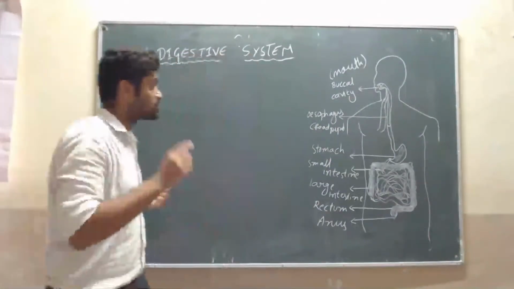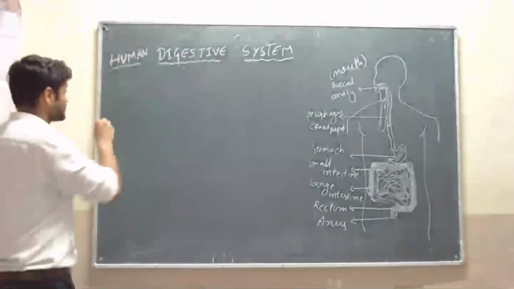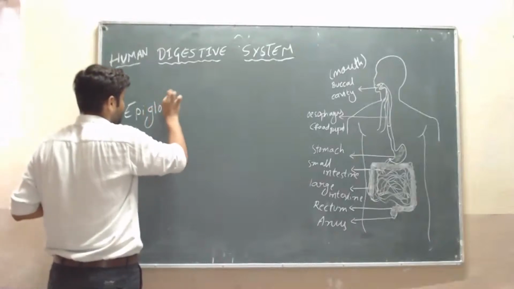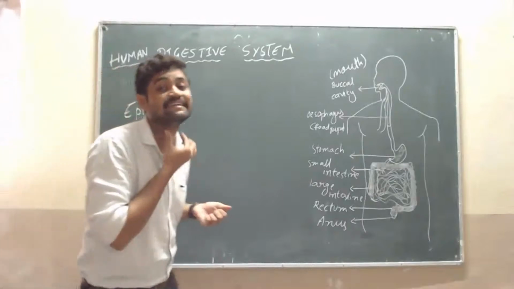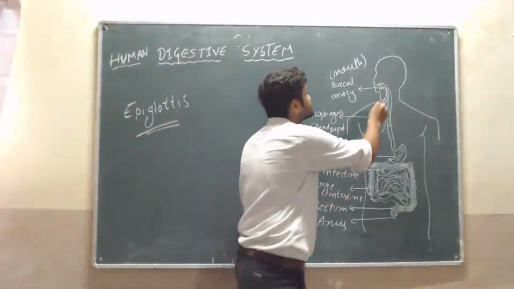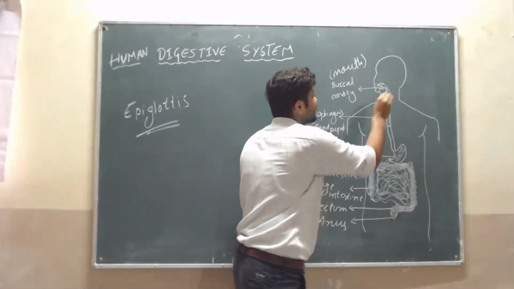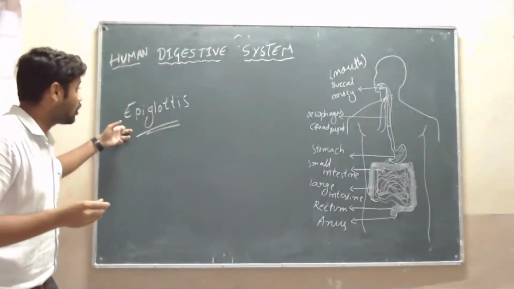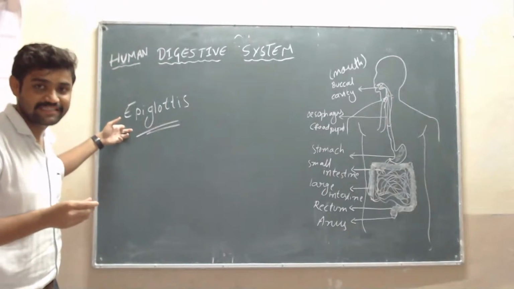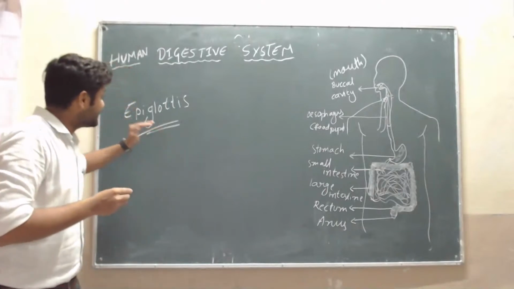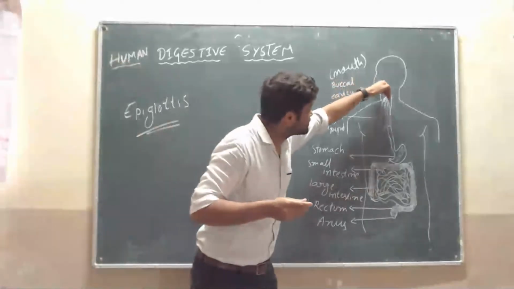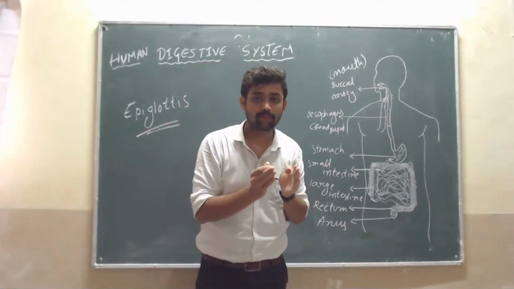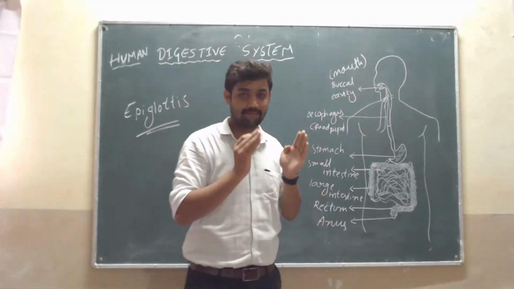Why? Because of one flap-like structure that is called the epiglottis. Epiglottis, which is present here. In this area. Okay, here the flap-like structure is called the epiglottis. One more organ, that is the epiglottis. It will help the food travel into the food pipe. Food must travel into the food pipe only. Which one? The epiglottis will help us.